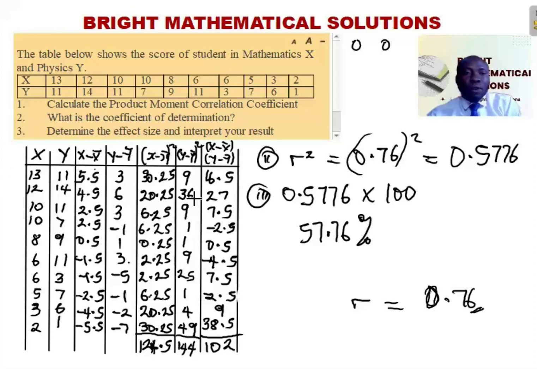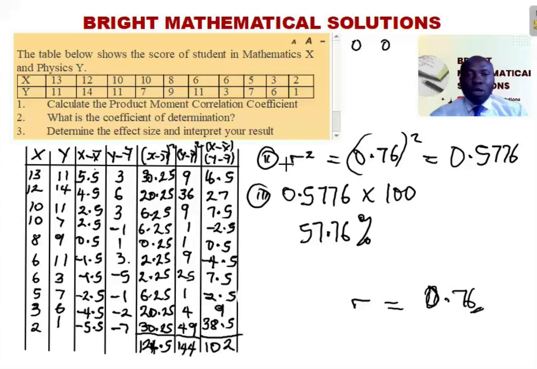So the effect size is 57.76%, and the interpretation means that for the correlation between physics and mathematics, there is a kind of relationship between them. Physics affects mathematics by 57.76%, or mathematics affects physics by 57.76%. So according to the scores of the students in mathematics and physics, there is a kind of relationship between them.